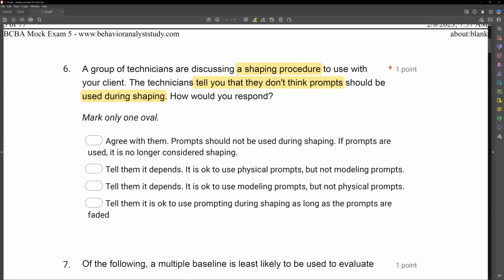B and C, tell them it depends. It's okay to use physical prompts, but not modeling prompts, or it's okay to use modeling prompts, but not physical prompts. Well, in Cooper, they actually point to both physical and modeling prompts as two totally acceptable prompts to use during shaping. What they say is that if you're going to use prompting during shaping, you have to fade them immediately. So the same rules apply as other prompting. There's nothing wrong with them, but we have to fade them because we don't want the behavior under the stimulus control of the prompts. We want the behavior under the stimulus control of the SDs. So it is okay to use prompting during shaping, but you have to fade those prompts.